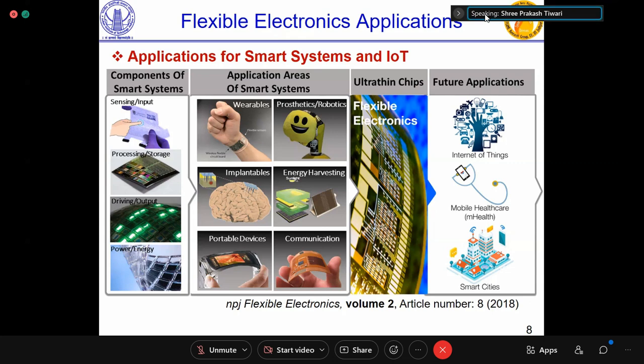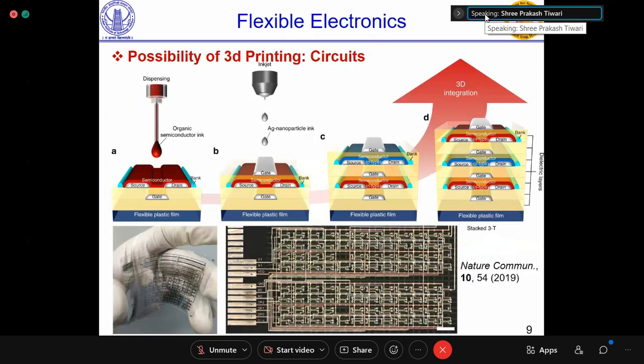So all these things, and this is taken from a 2018 article by Professor Ravinder Dahiya, which was in NPJ Flexible Electronics. Okay, so this is a very good overview of this whole thing. Then one thing I said, there is a possibility of 3D printing. So this flexible electronics offers.